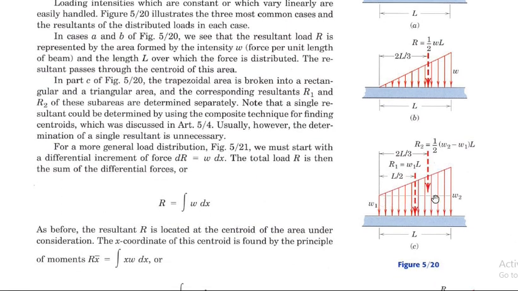And here in this third case, W1 is constant. The reaction is found using this formula: R1 will be equal to W1 L, and the action point will be L by 2. And for this varying triangular pattern, the action point will be 2L by 3, and R2 will be equal to 1 by 2 (W2 minus W1) into L.